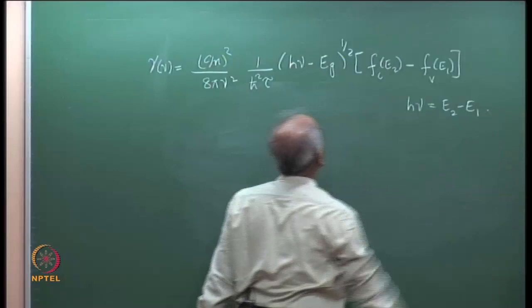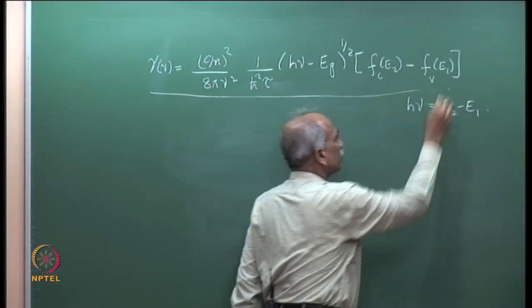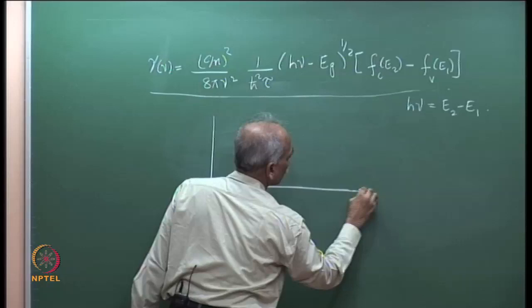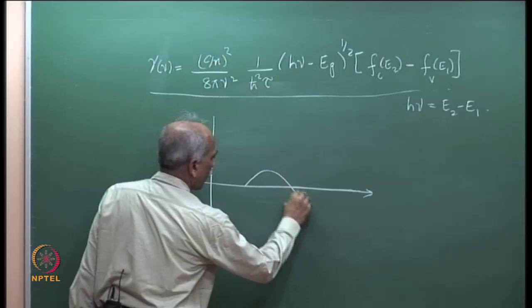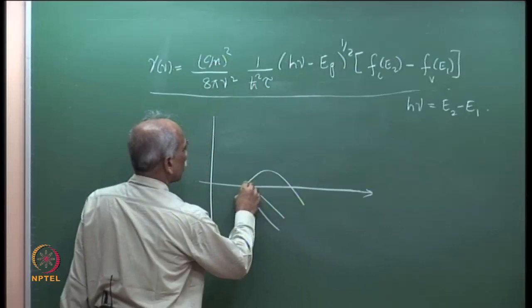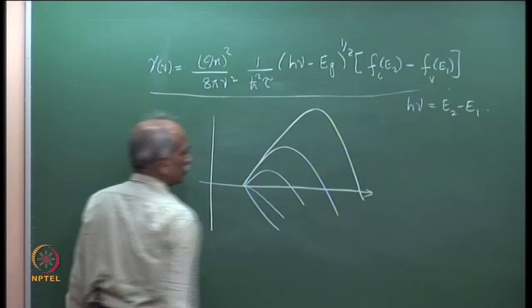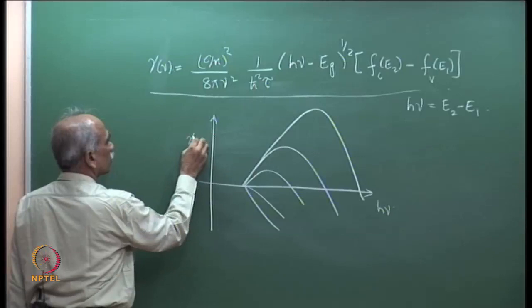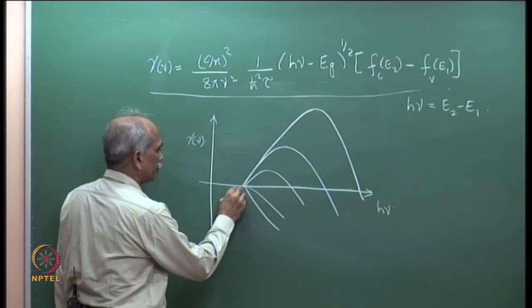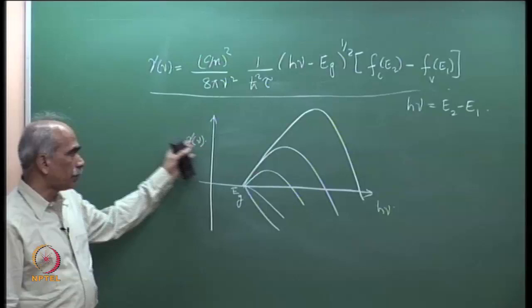So all the quantities in this expression we know, and if you plot this for different energies, this is what we have already plotted. In the last class also we have discussed this. This is h nu and this is gamma, gamma of nu versus h nu, and this point is Eg. Is that all right? These are for different values of delta n.